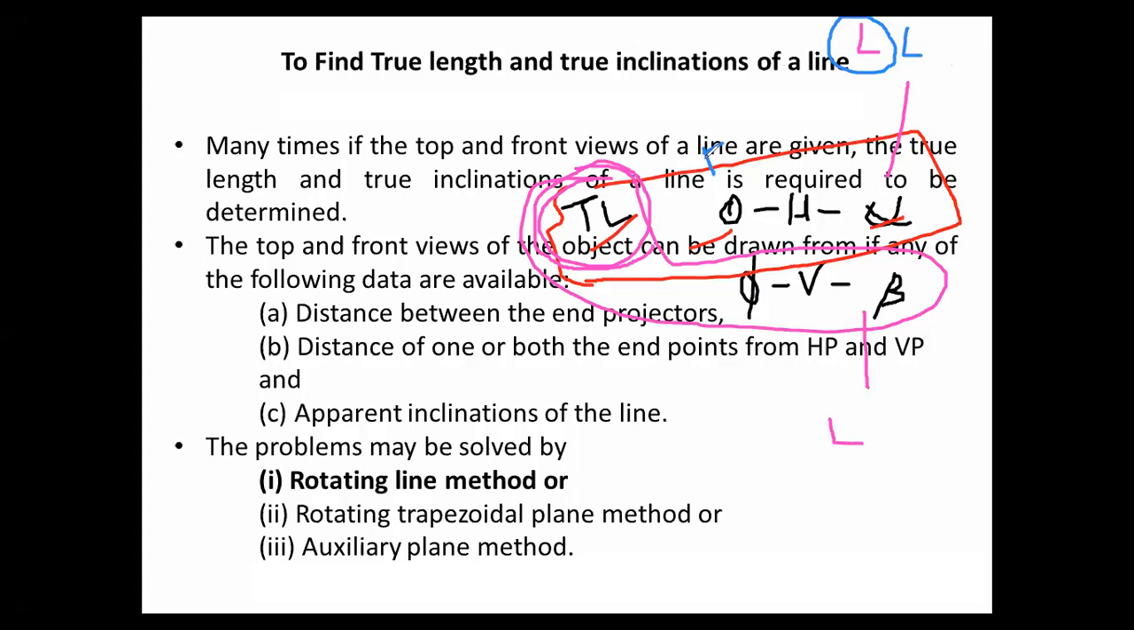This is our front view. These are our front view items. These are our top view items. In the front view, which length will we be able to see? The length of the top view. In the top view plane, or the horizontal plane, we will be able to see the length of the front view. Correct?